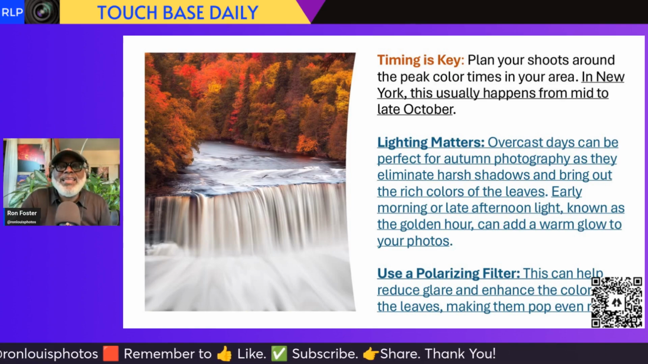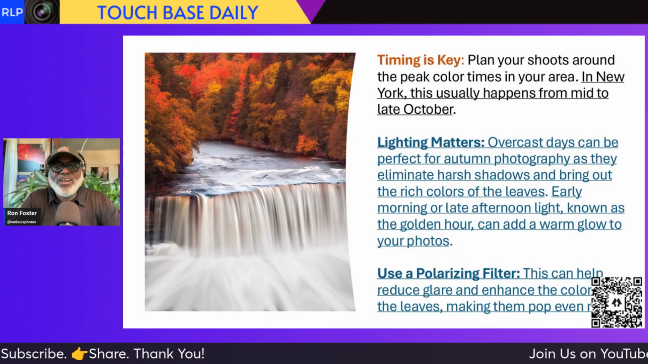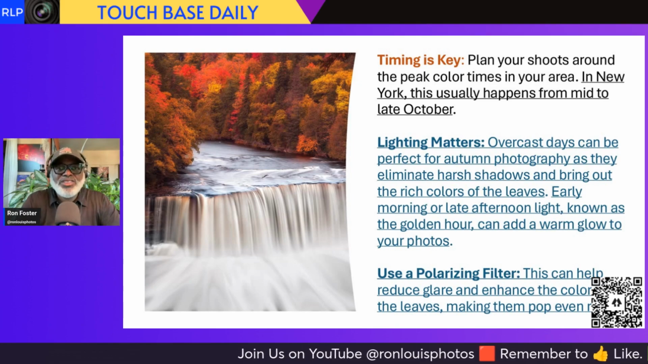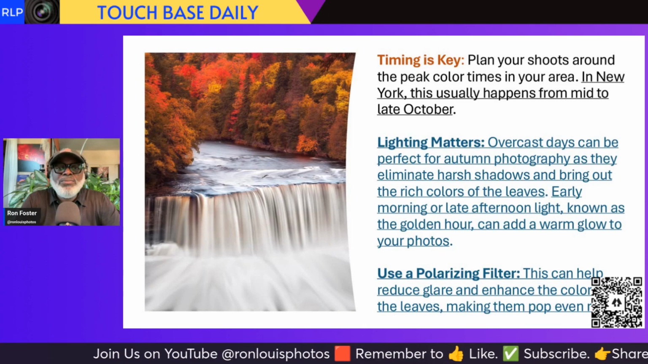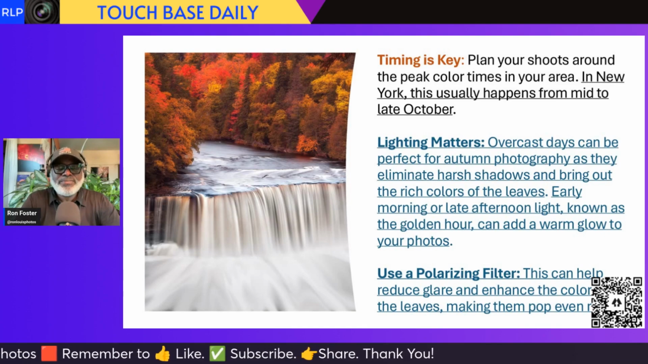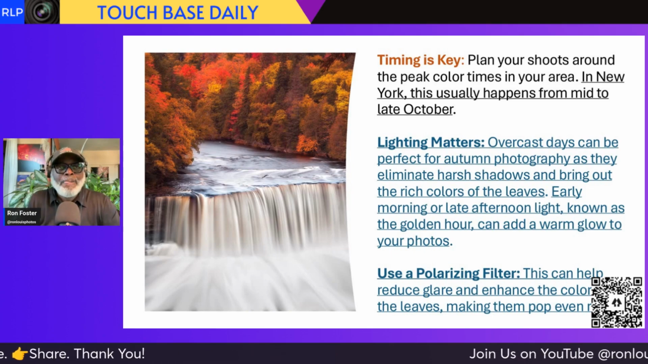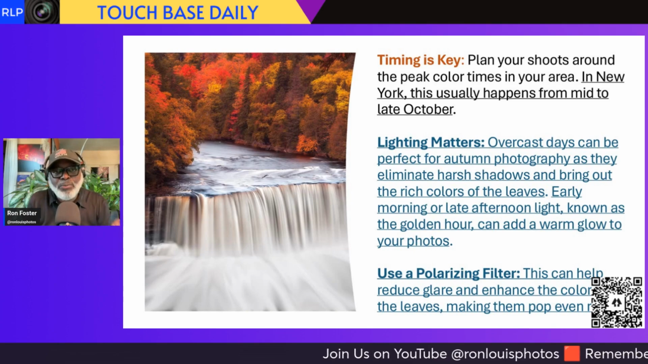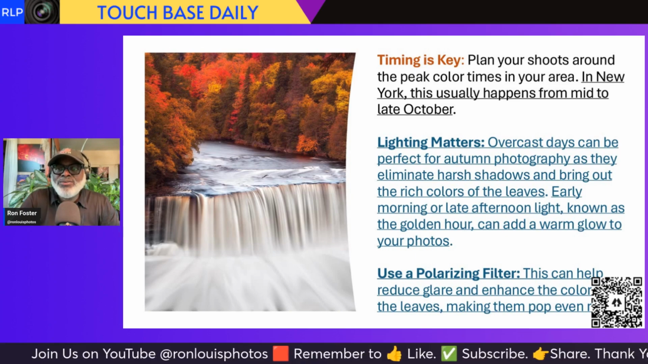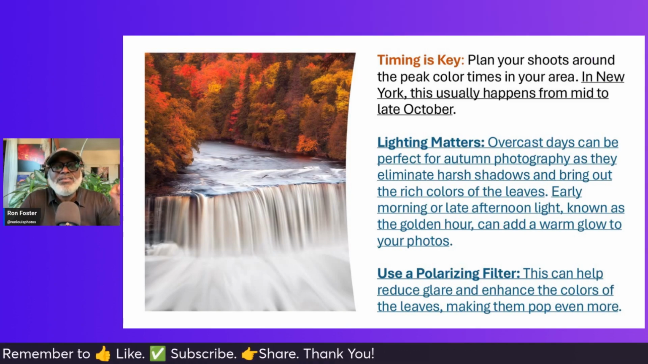But here we go. Lighting matters. Overcast days can be perfect for autumn photography, as they eliminate harsh shadows and bring out the rich colors of the leaves. Early morning or late afternoon light, known as the golden hour, can add a warm glow to your photos. Can I say this again? This is very important. When you go out and do your photography, let me pop this off. There you go.